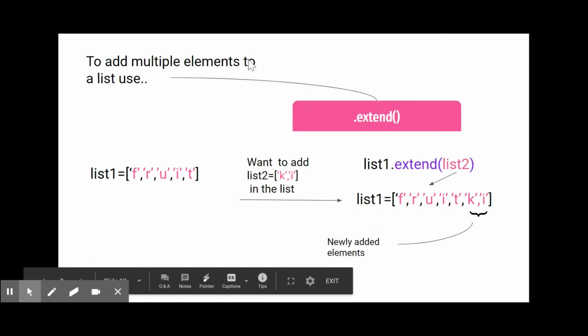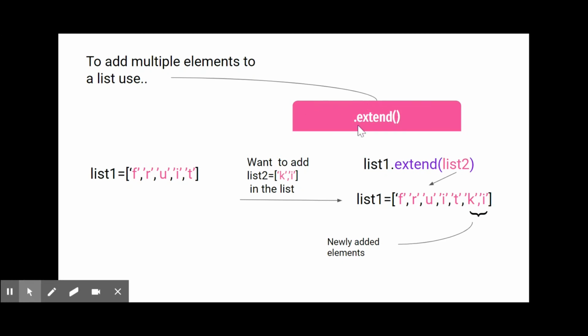Now what if I want to add multiple elements to a list? In that case I will use the extend function. Here I want to add k and I. Whenever I want to add multiple elements to a list, I need to pack these elements in another list, and then only I can add. Here in this case, I'm not just writing k and I; I have to put k and I in a list format, and this list is list 2, and then only I can use the extend function. Now you can see list 1 dot extend list 2.